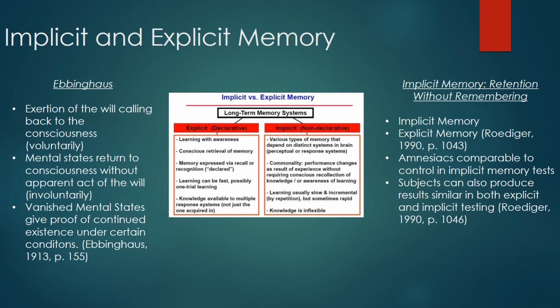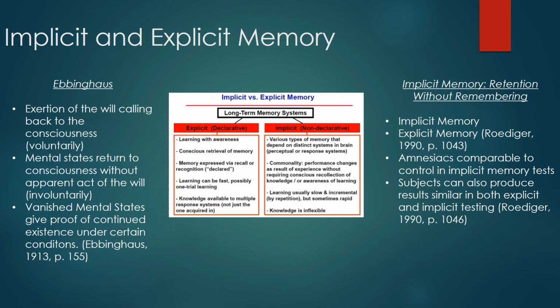Ebbinghaus mentioned voluntary and involuntary recollection. In implicit memory, retention without remembering, implicit memory is defined closely to involuntary recollection, which is defined as memory that does not require conscious recollection, and explicit memory is defined closely to voluntary recollection, defining it as memory that reflects consciously on the past. The article discusses a study on amnesiacs, measuring them with explicit tests, which is free recall from presented words, while another group was given a list of words and had to determine which ones were presented to them.